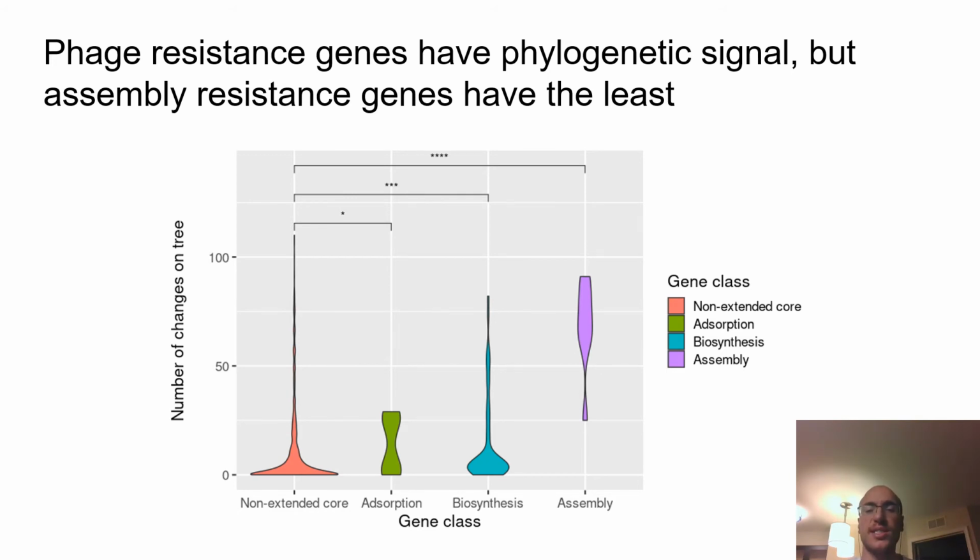And by far, assembly genes had the lowest levels of phylogenetic signal, which makes sense given these are horizontally transferred. I know all of these have phylogenetic signal based on comparisons to a simulated data set that was permuted 999 times, the gene presence absence pattern.